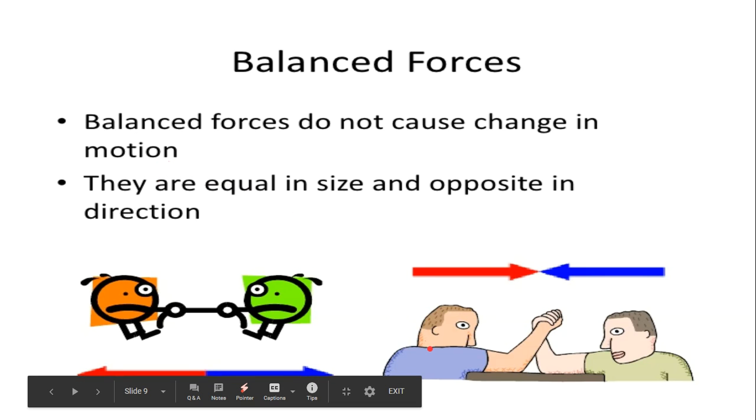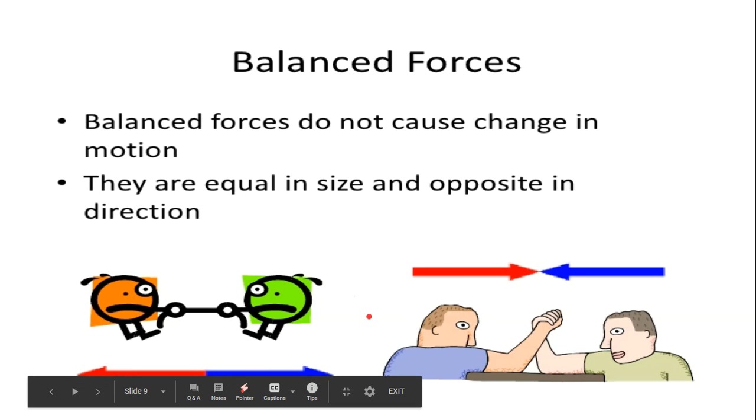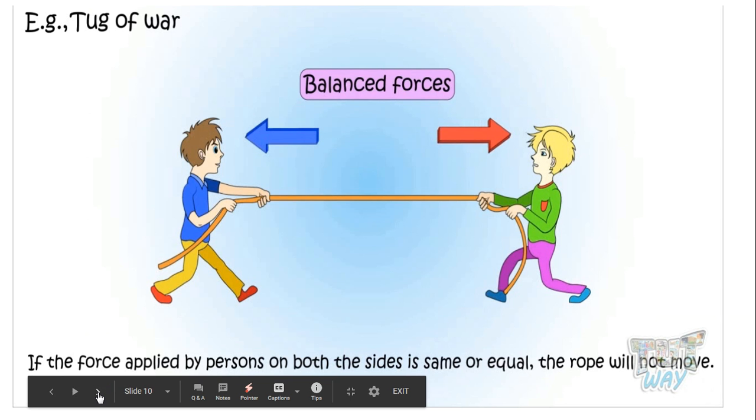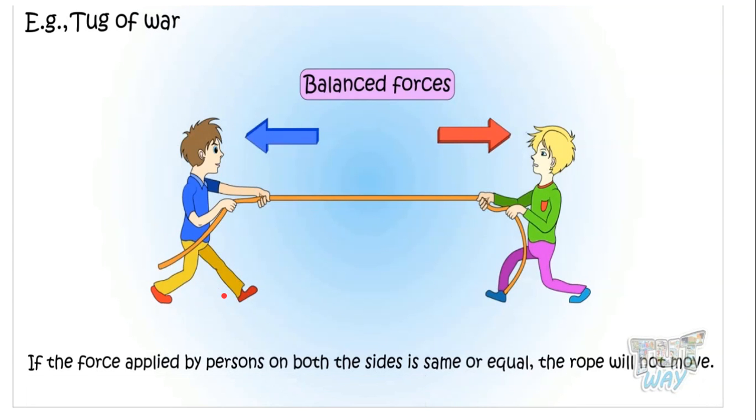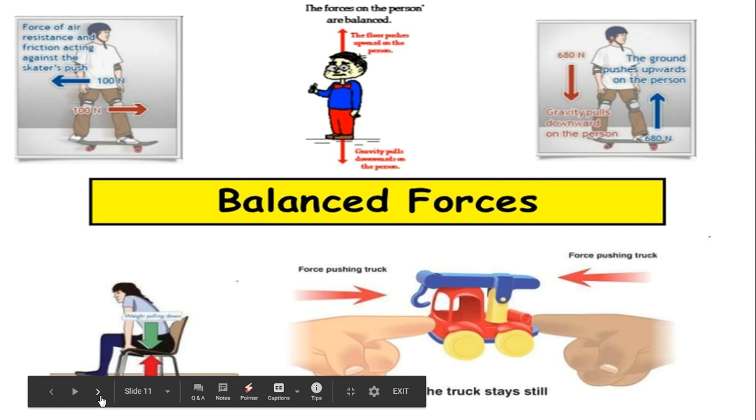In both the two figures, the people are pulling with an equal and opposite force. In the second figure, both the men are locking hands with equal and opposite force, and hence none of them is a winner. So these are examples of balanced forces. In this game of tug of war, the force applied by persons on both the sides is the same or equal, and the rope does not move. This is also an example of a balanced force.